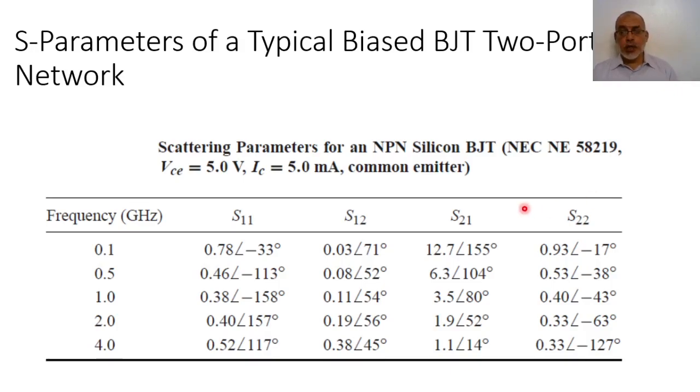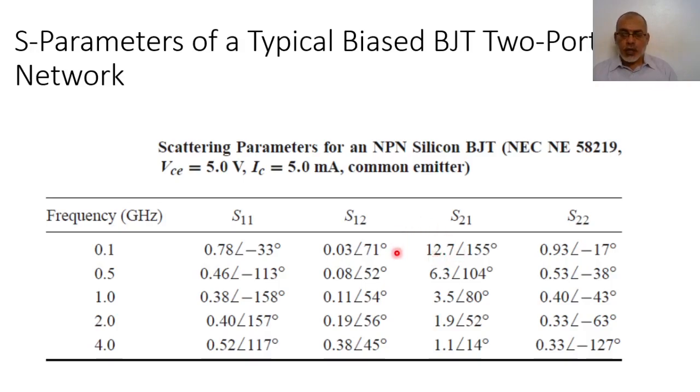On the other hand, S21 represents the amplification path. The signal is going from port 1, which is the base, to the collector. So the signal at the collector due to the signal at the base is S21. We can note that the magnitude of S21 is much greater than unity, which means that there is amplification.